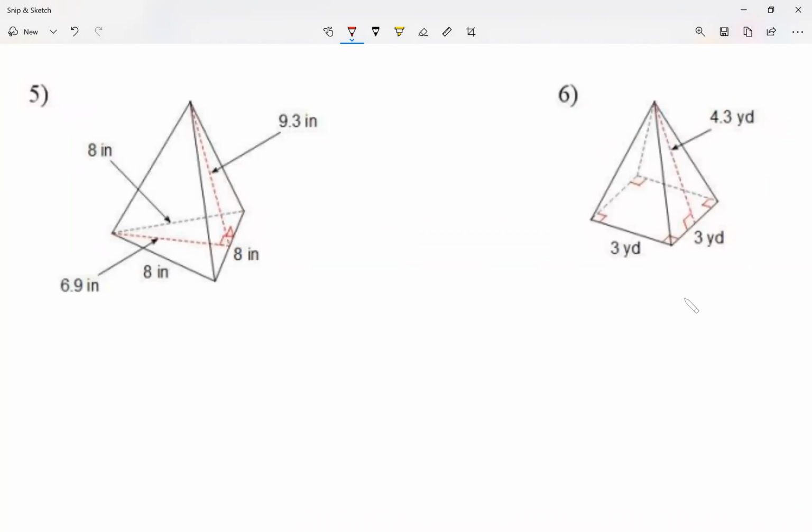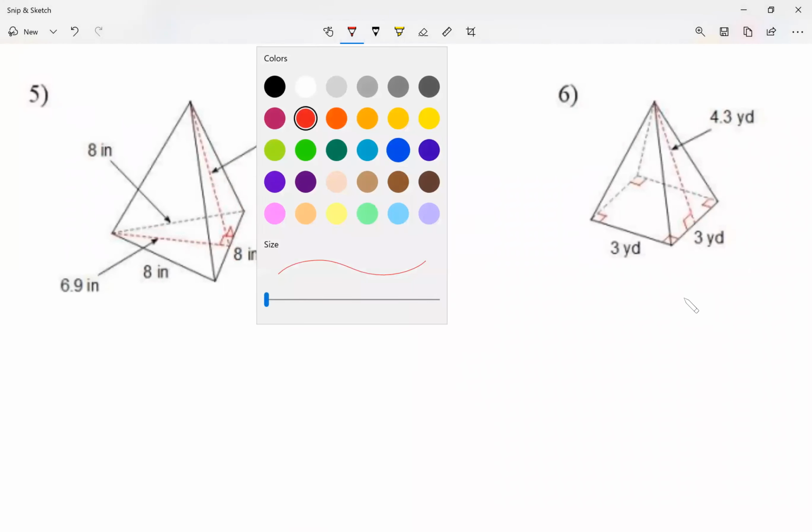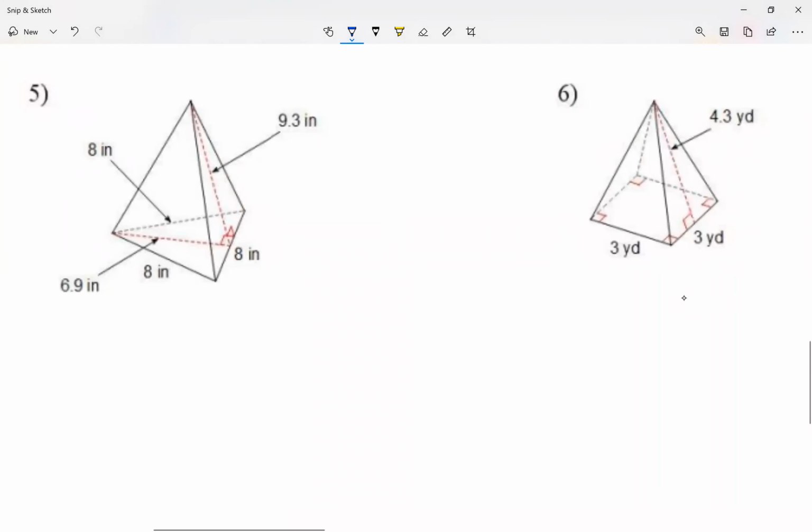Now, a pyramid, you have only one base, right? On prisms, yesterday we had two bases, and the rest were rectangles. Now, for pyramids, you only have one base and then a bunch of triangles. So let me take a look at the base. I'm going to say number 5, the base is this triangle.